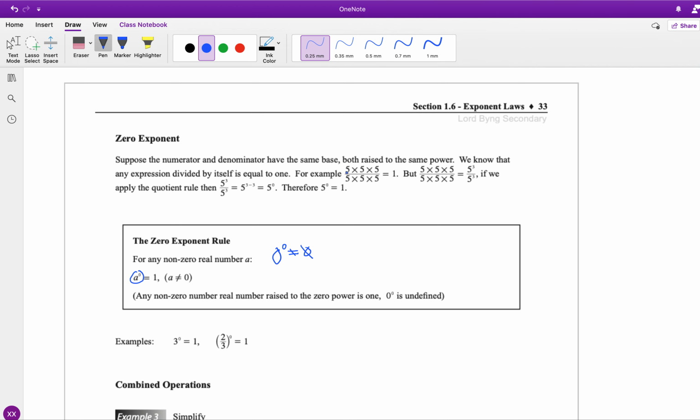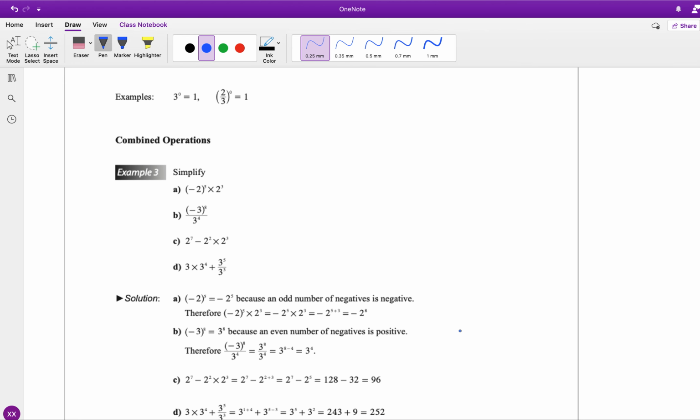For example, if it is 5 to the power of 3 divided by 5 to the power of 3, that equals 5 multiplied by 5 multiplied by 5 divided by 5 multiplied by 5 multiplied by 5. Then you all cancel, and that is 1. Meanwhile, using the quotient rule, that could be rewritten as 3 minus 3. Then that is 5 to the power of 0, which equals 1.